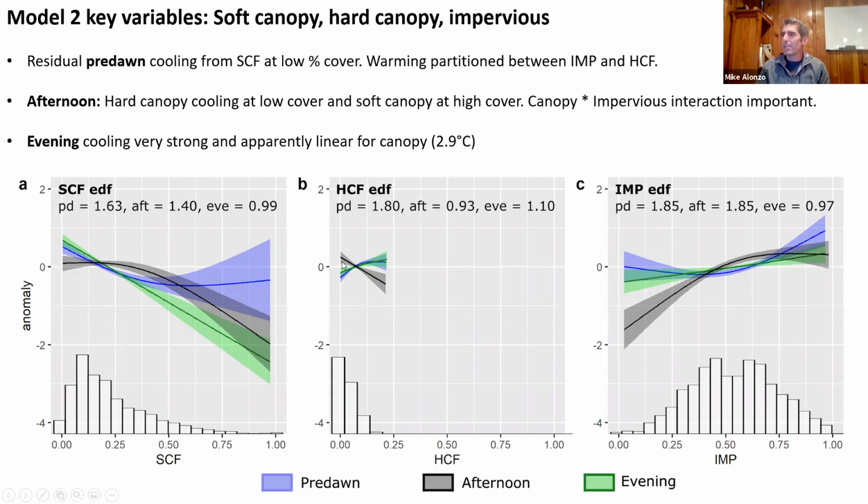Hard canopy, also interesting, but it's only doing stuff up to about 20% cover because that's the highest value that there was. We see fairly strong cooling in the afternoon, so that shading may be important in a dense urban area, but then perhaps some warming, some heat trapping, which others have shown as well, in the evening and afternoon.